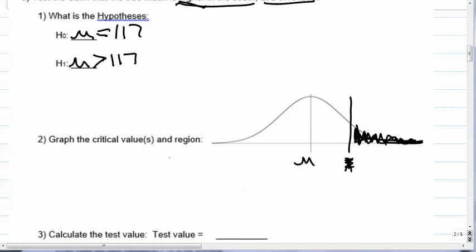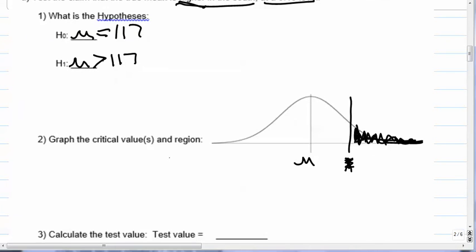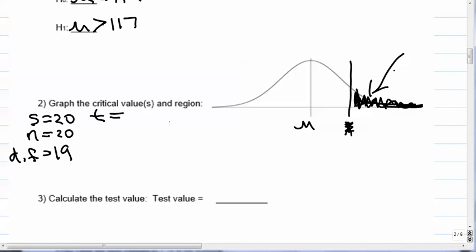Well, since we are working with a sample standard deviation, we are going to be working with the t-table. And so from the problem, we know that S is equal to 20, N is equal to 20. Since we're working with S, we need a t value. Degrees of freedom is going to be 19. The region over here is alpha, which is taken to be 0.10. 10% of my data is over here. That's kind of what it's saying.